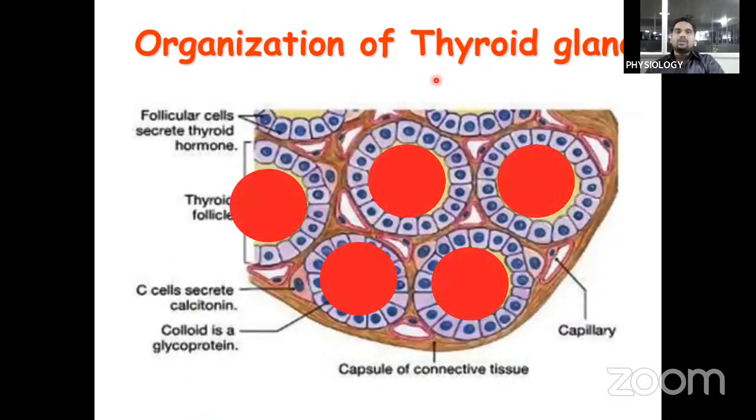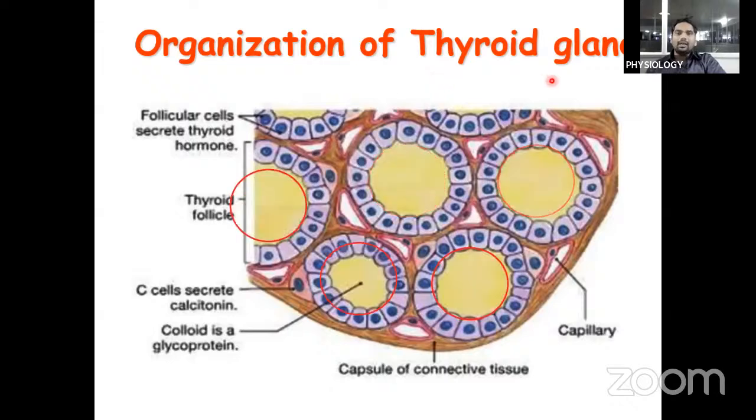Now we'll see the histological organization of the thyroid gland. The structural and functional unit of the thyroid gland is the follicular cells. These follicular cells secrete thyroid hormones. These thyroid hormones are stored inside the follicles, which is called colloid. Whenever there is a requirement of thyroid hormone, it is released from the colloid into the circulation.